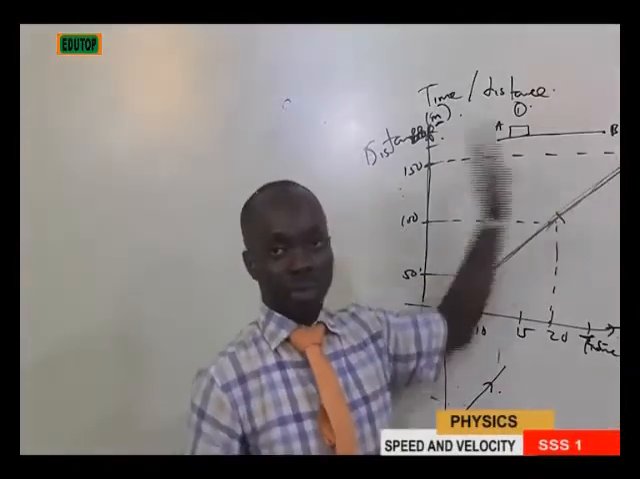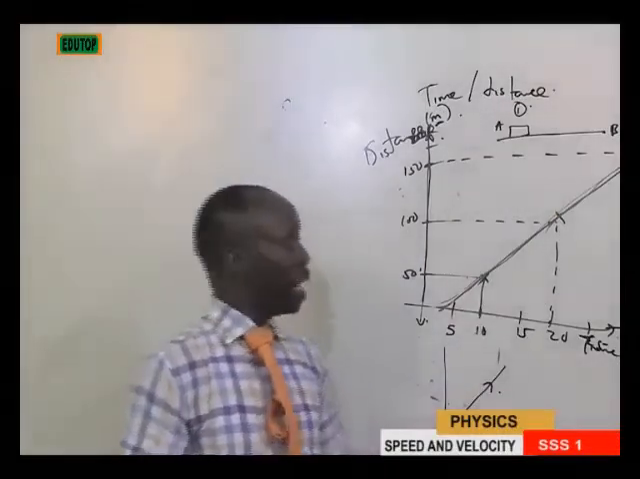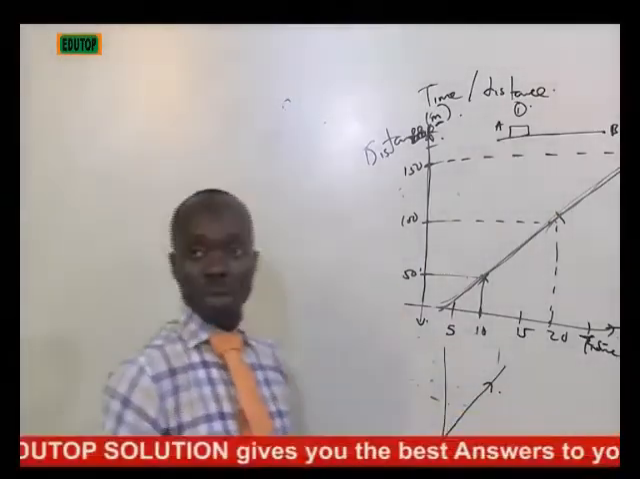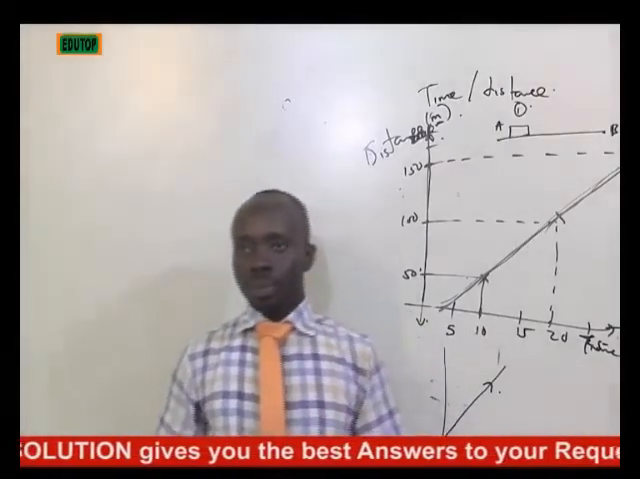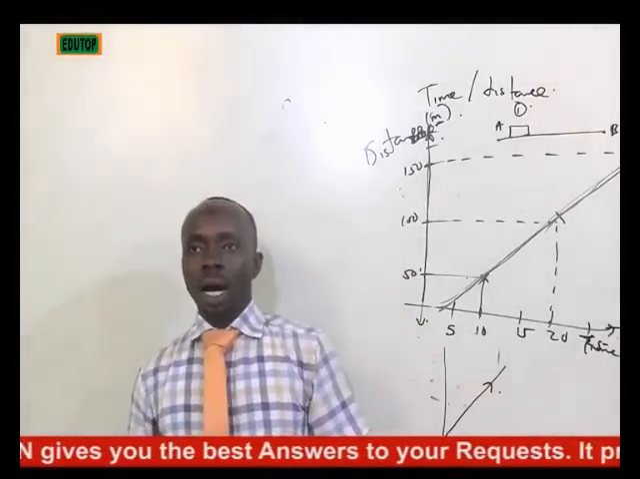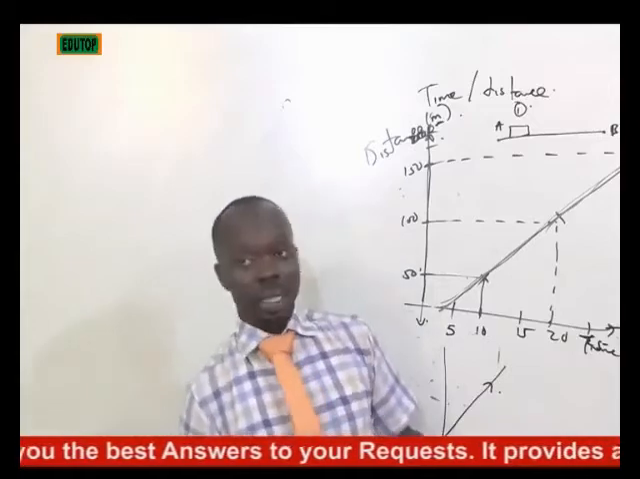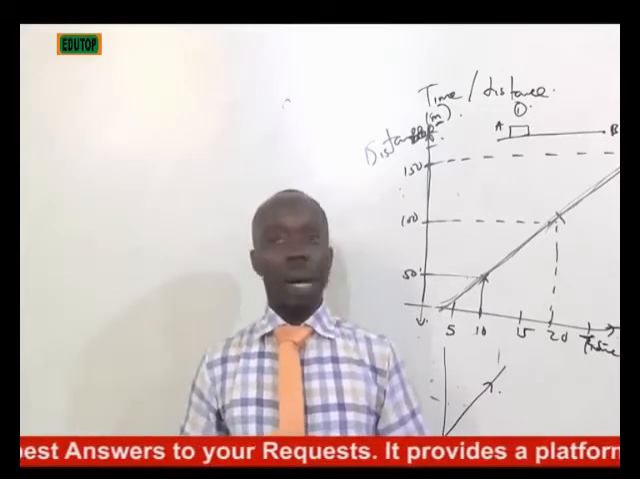Then that is not this type of graph. Don't worry, we'll get there as we move on. So let's move on to the next thing. Now we'll be looking at the position versus time graph, which you have explained.